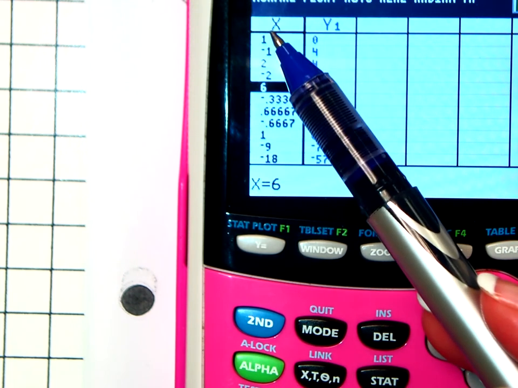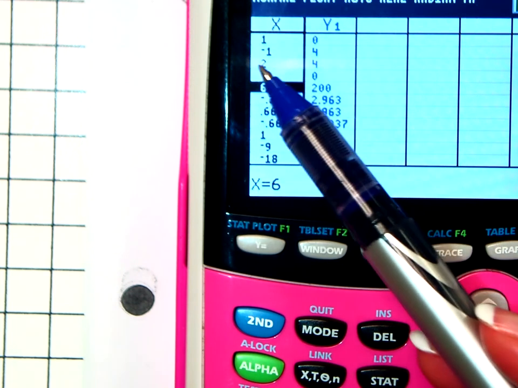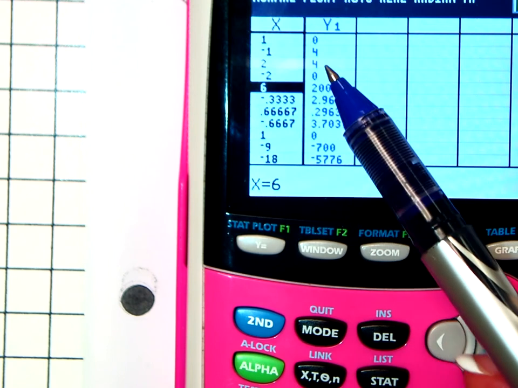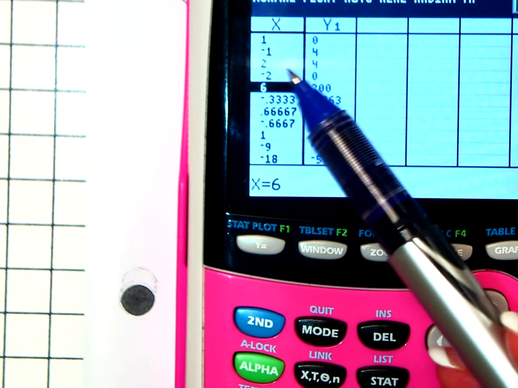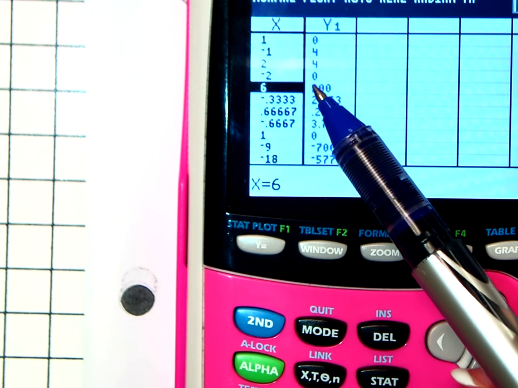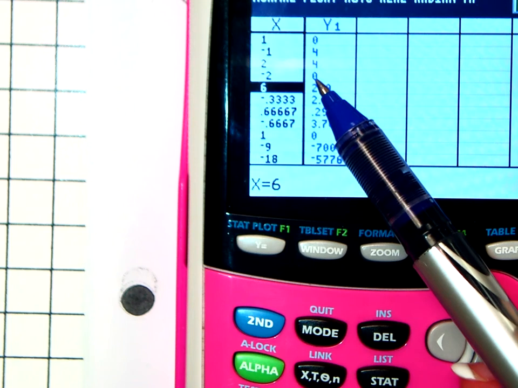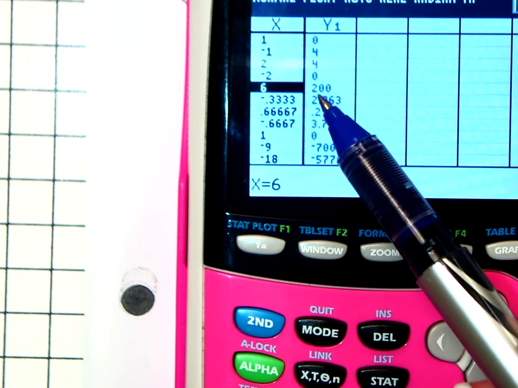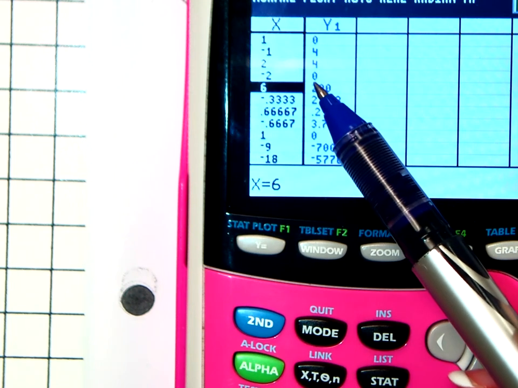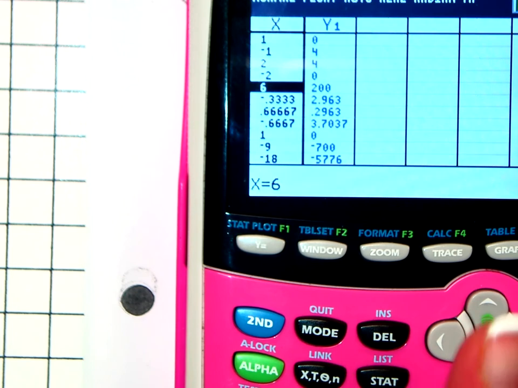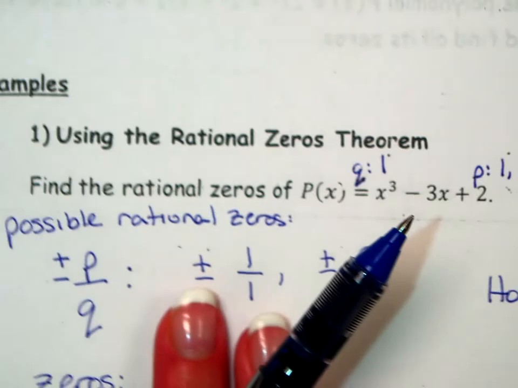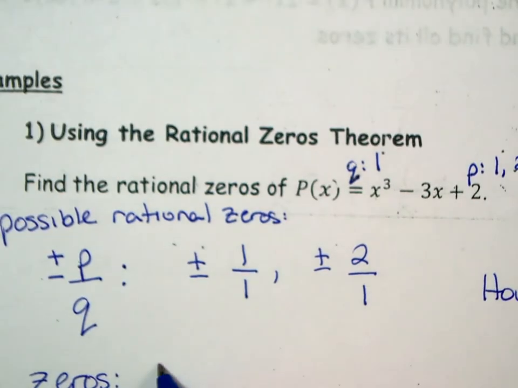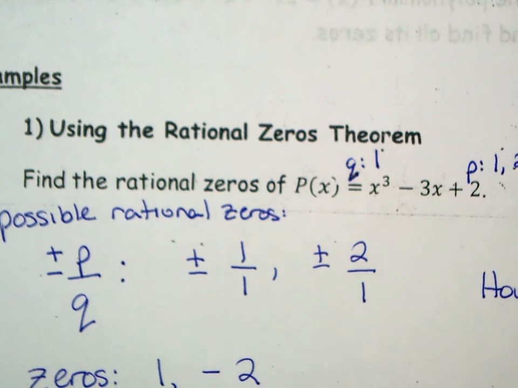If I plug 1 into the polynomial, I get a 0 remainder. If I plug -1 into the polynomial, I get a remainder of 4. So I'm really looking for the numbers that give me a 0 remainder. Because if the remainder is 0, then they are indeed zeros. So I'm going to write those down. I know I have zeros. 1 worked, and -2 worked.